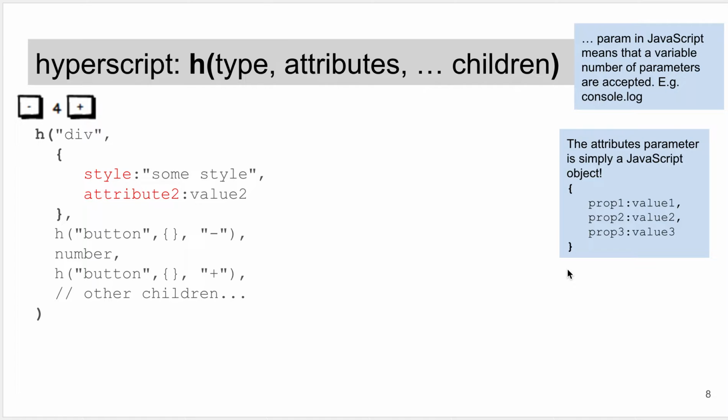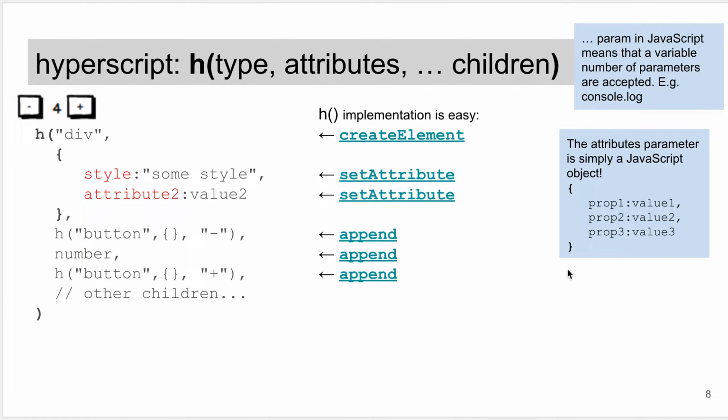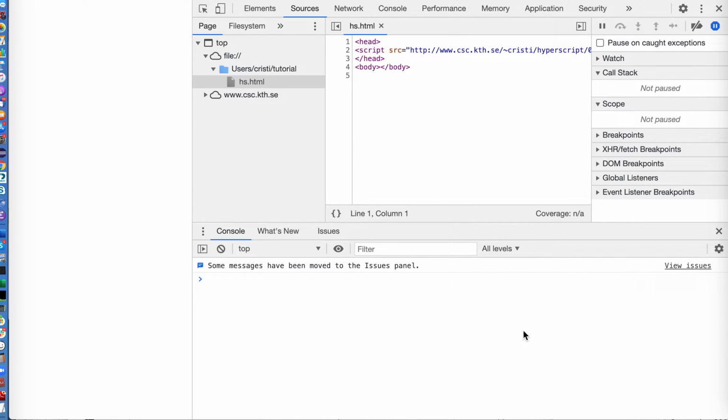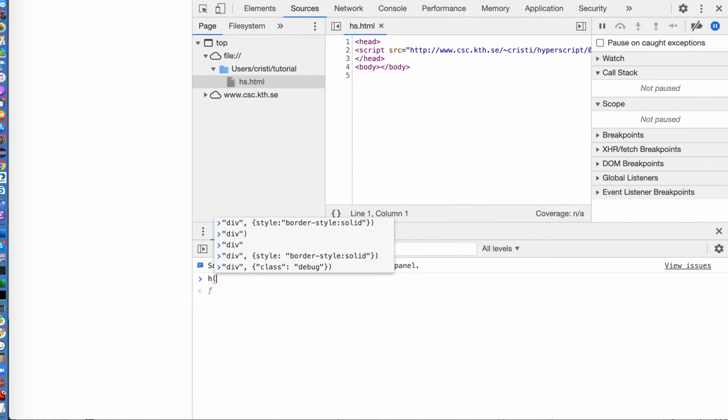Instead, using the basic DOM methods, we can easily write a function that takes three parameters: the element type, the element attributes, and any number of children. Here we have a div being created with some attributes and three children being added, two buttons and the number between them. Here we have a simple HTML file where we have loaded the hyperscript implementation made for the course. Now we can use the h function, the hyperscript function, in the console.